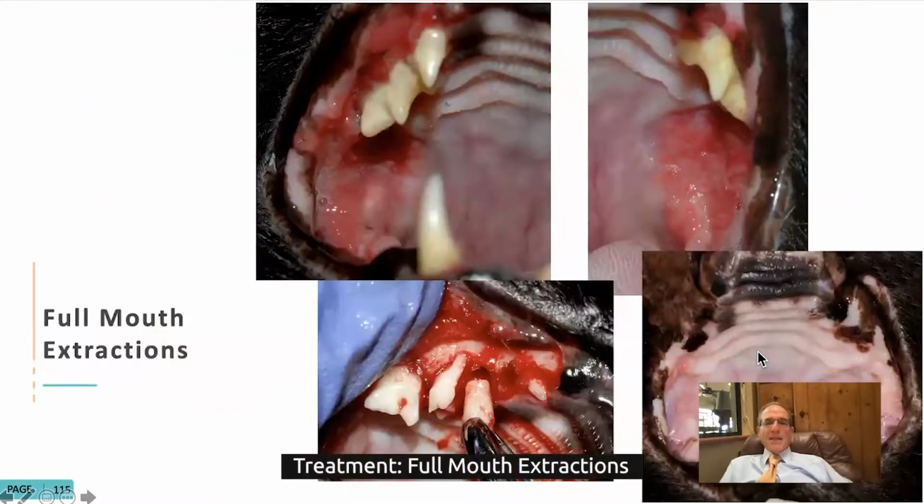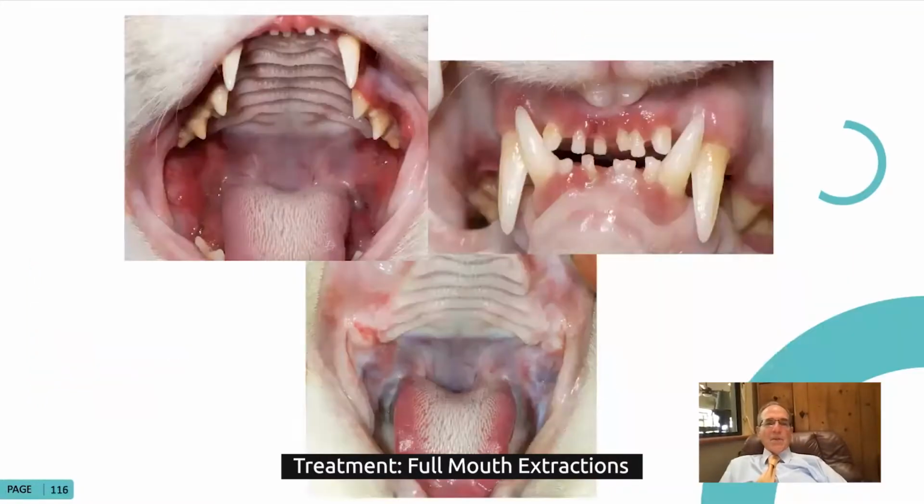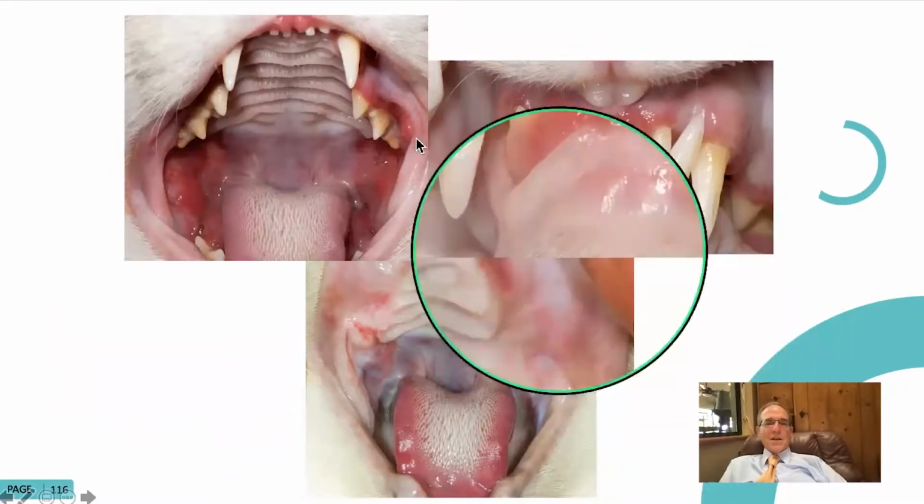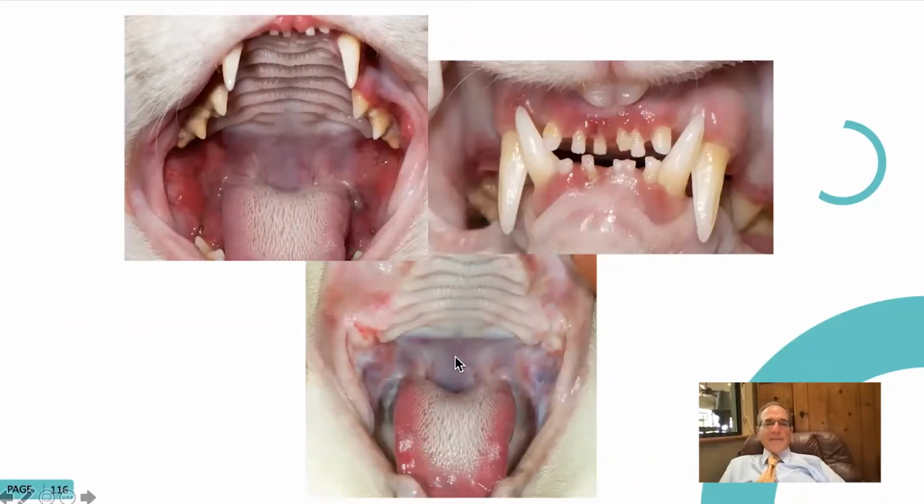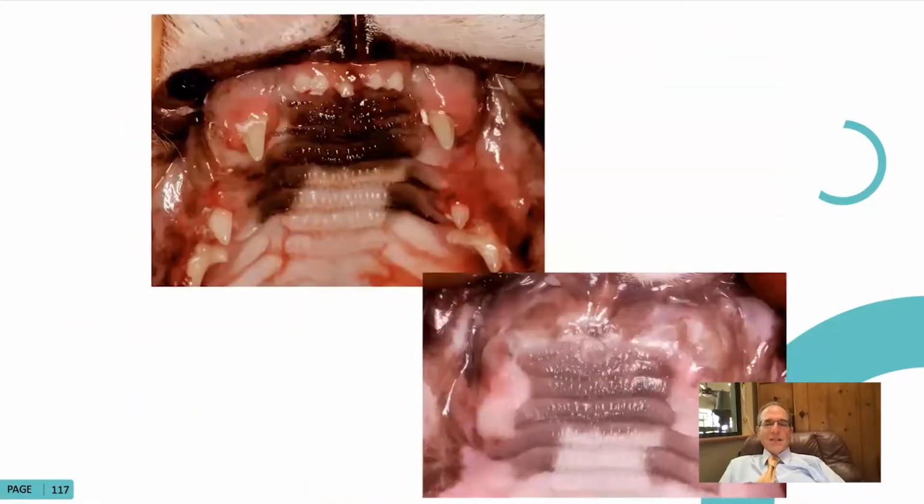There you go. Well, this is an example of full mouth extraction. You see how all the inflammation has gone away. Here's another example of full mouth extractions. This is beforehand. This is how nice it healed. Here's another example.